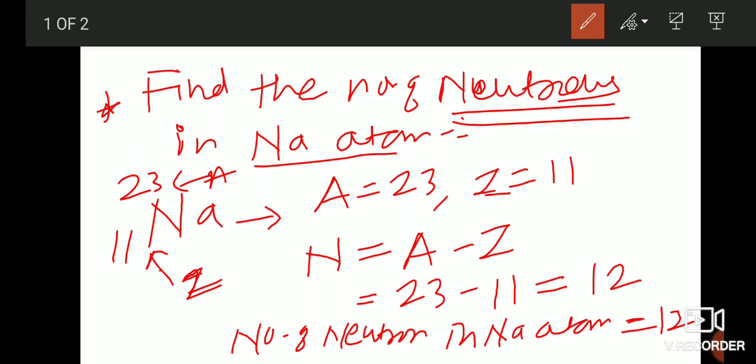So in this way you can find very properly, carefully and accurately the number of neutrons in any kind of atom. This is very important. In this way you can solve any type of problem. And one more important point I want to highlight for you. Keep in your mind, students, what is the atomic number and what is the mass number.